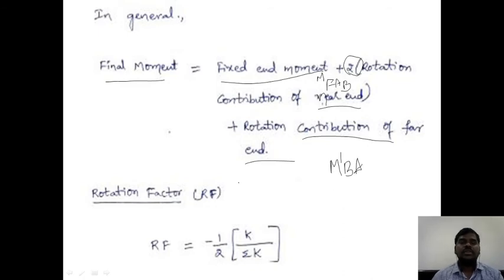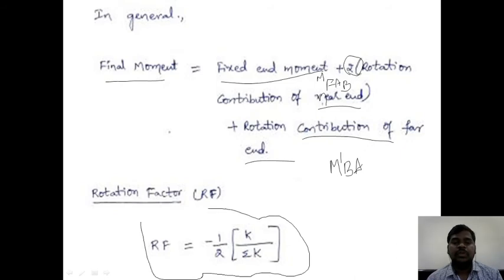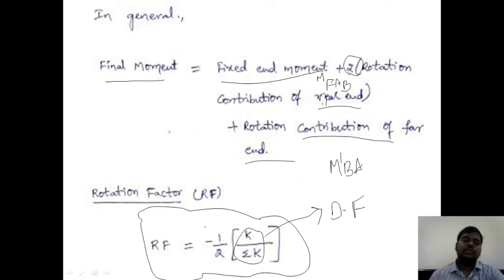Fine. And rotation factor, this is also important. So what is rotation factor? Rotation factor is nothing but minus 1 by 2 k by summation of k. So what is k by summation of k? This is what we have solved in the moment distribution method. This is actually the distribution factor. So minus half into distribution factor gives the rotation factor.